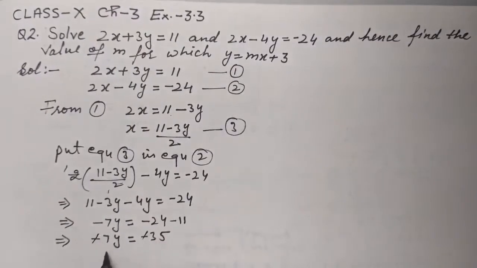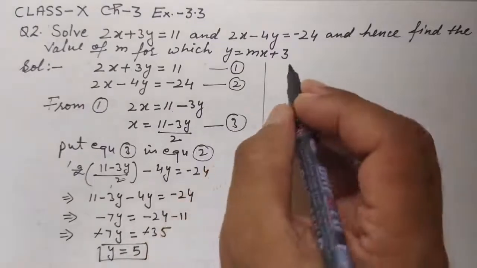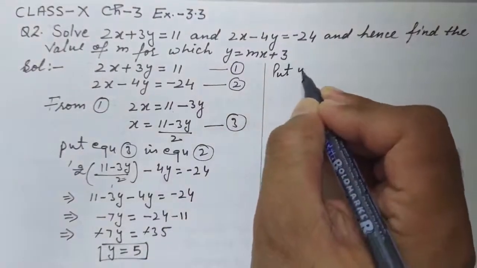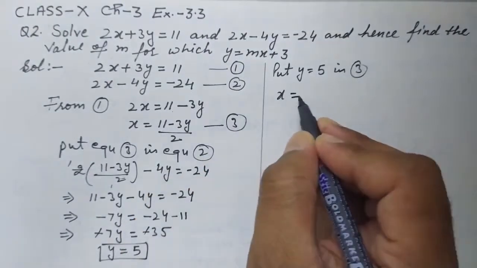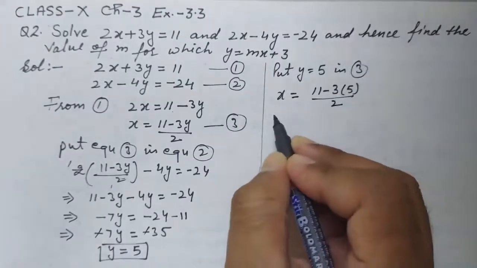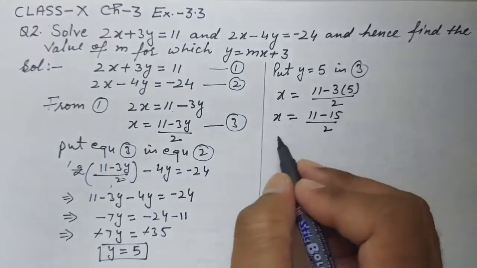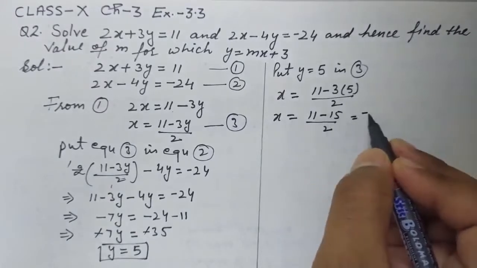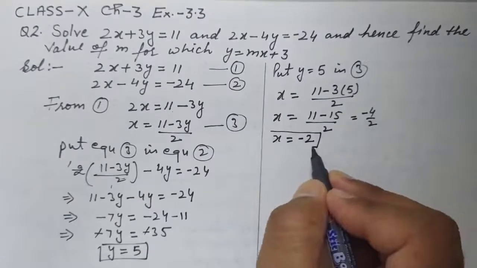Minus minus will be cancelled. So we have y is equal to 35 over 7, that is 5. So the value of y is 5 here. Now we'll fill the value of y as 5 in equation 3. So put y is equal to 5 in equation 3. I get x is equal to (11 minus 3y) over 2, y is 5 here. Let's see what x is coming. 11 minus 5 3s are 15 over 2. So it will be 11 minus 15, which is minus 4, over 2. So x is minus 2.